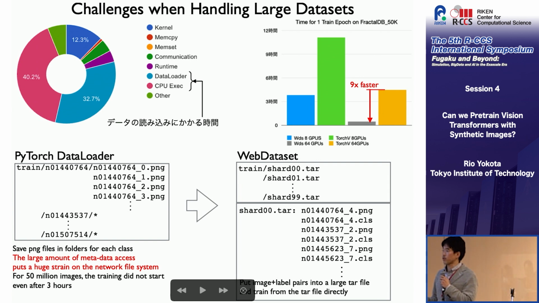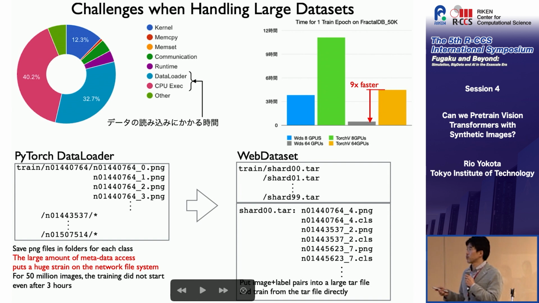For example, when we tried to read 50 million images, and by the way, this was on the ABCI machine at AIST, the training didn't even start. It didn't even start the first iteration because it was loading all this data, and something went wrong with the huge load of I/O suddenly being accessed by all the nodes. When we were using thousands of GPUs, each GPU was accessing all this data.